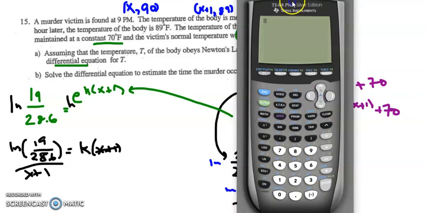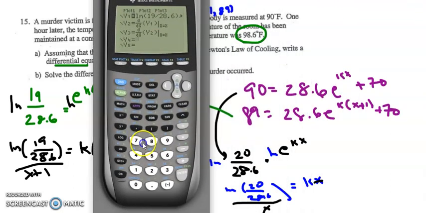So now I need my calculator. So I'm going to go to my y equals screen and I'm going to plug in this equation, ln of 19 divided by 28.6, and then I need that divided by x plus 1, and then my y4 equation is going to be the one I have in blue, so the natural log of 20 divided by 28.6 all divided by just x there. Oops, and I just realized that should say 28.6, not 286.